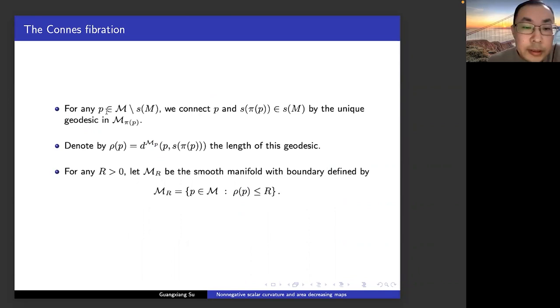Then for any point P in M, we can connect P and s(pi(P)) by the unique geodesic in the fiber of pi(P). And we denote by rho(P) the distance between P and this point, the length of this geodesic. So for any positive R, we let M_R be the smooth manifold with boundary defined in this way: rho(P) less than or equal to R is a smooth manifold with boundary.